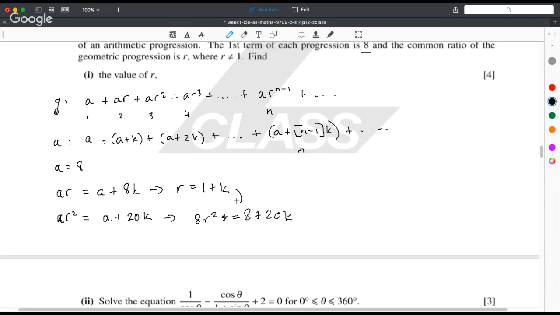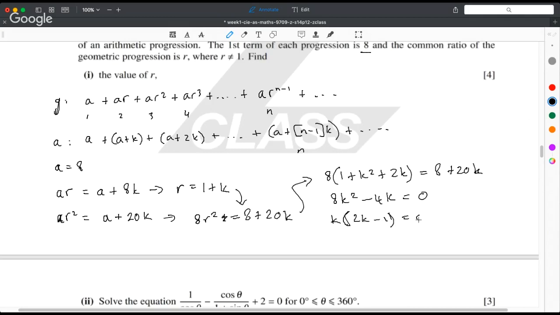And I'm going to plug in for r squared here. And that's going to give me that 8 times (1 plus k) squared, which is 1 plus 2k plus k squared, is equal to 8 plus 20k. And so we have that 8k squared minus 4k, as the constant and linear terms cancel, is equal to 0. So I take a 4k out, and I divide by 4k. And I see that either k is equal to 0 or k is equal to a half.